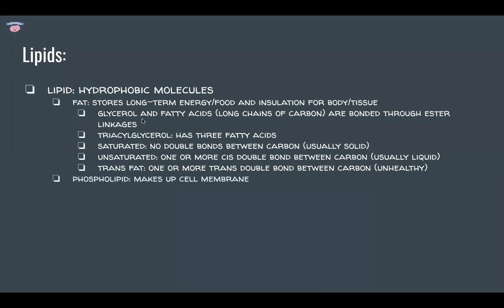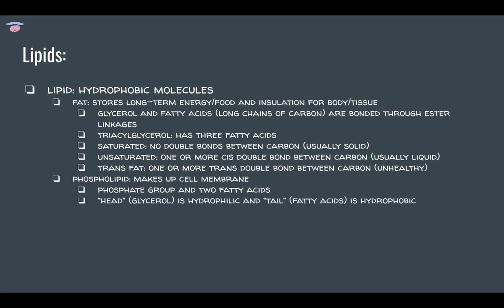Phospholipids. Phospholipids make up the cell membrane of a cell. We'll talk about cells in our next lesson and cell membranes in the lesson after that. But first thing to note, phospholipids are the things that make up the membrane surrounding the cells. A phospholipid is made out of a phosphate group and 2 fatty acids, not 3 like a triacylglycerol, but 2. The head is the glycerol, and this is hydrophilic. The tail is the fatty acid, and it's hydrophobic.